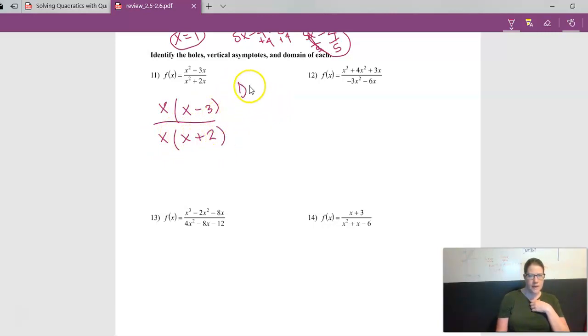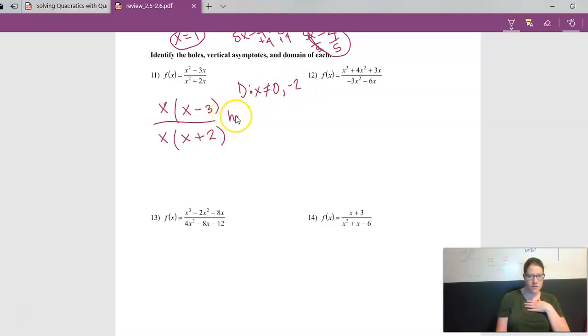The domain is going to exclude any value that makes the denominator equal 0. So in this case, we have to exclude those values because we don't want it to equal 0. So for x, x cannot be 0. For x plus 2, x cannot equal negative 2. Now, 0 and negative 2 are either going to be holes or they're going to be vertical asymptotes.